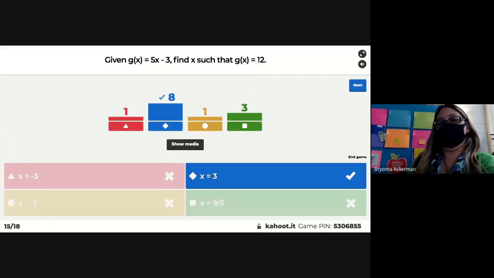Okay, so the output is 12. That means that's my y value. So the 12 replaces the whole thing over here. So it's 12 equals 5x minus 3. Add 3 to both sides. You get 15 equals 5x. Divide both sides by 5. You get a positive 3.